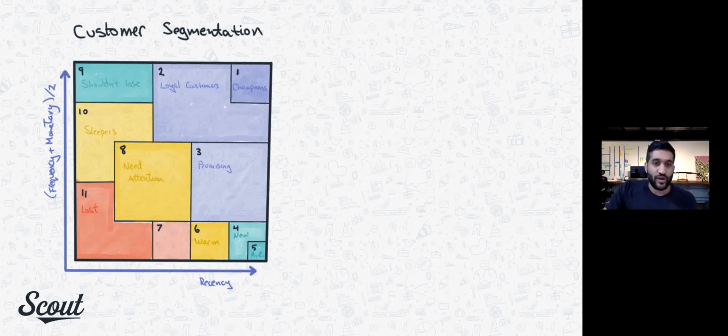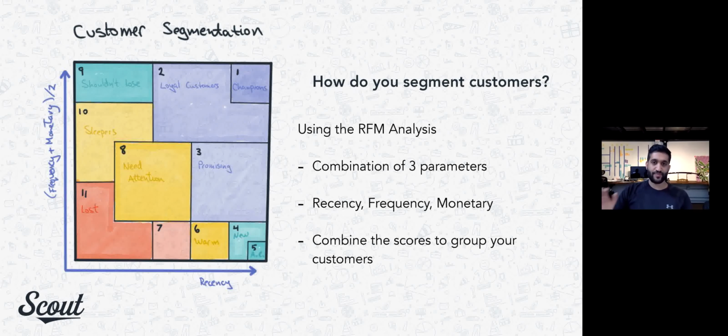In this slide, we're going to look at a map of the 11 different segments. You can see them listed here. Don't worry, I'm going to go through all these in detail. There's an X and Y axis here. The X axis is recency. This, just to quickly let you know, is the RFM analysis model.